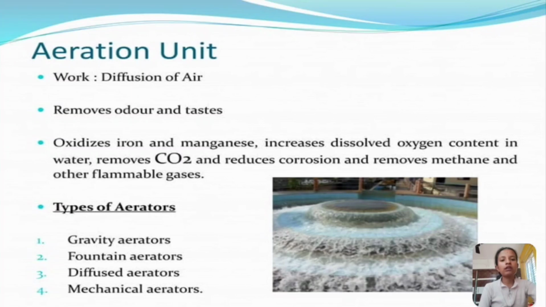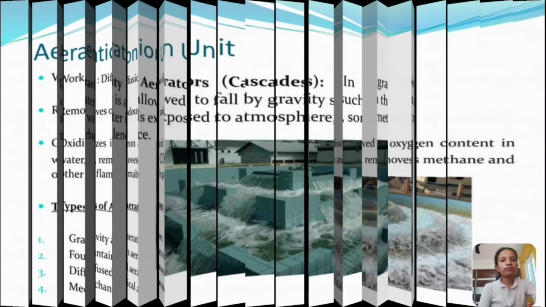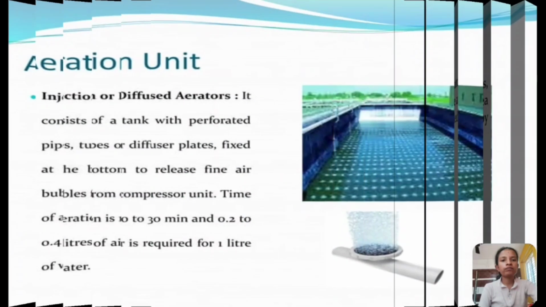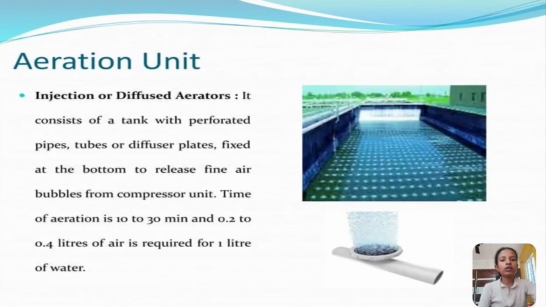Types of aerators: gravity aerators, fountain aerators, diffused aerators, mechanical aerators. Gravity aerator. In gravity aerator, water is allowed to fall by gravity such that a large area of water is exposed to atmosphere, sometimes aided by turbulence. Injection or diffused aerators. It consists of a tank with perforated pipes, tubes or diffused plates fixed at the bottom to release fine air bubbles from compressor unit. Time of aeration is 10 to 30 minutes and 0.2 to 0.4 liters of air is required for 1 liter of water.